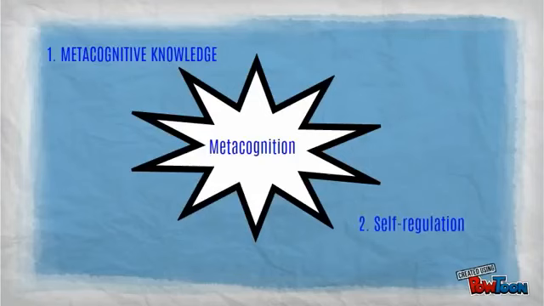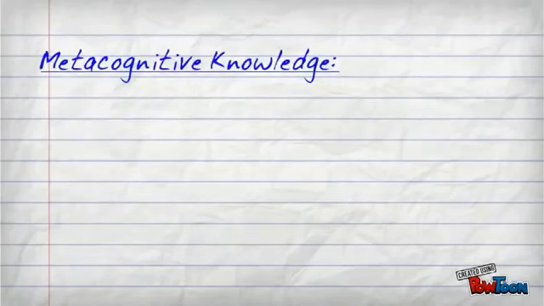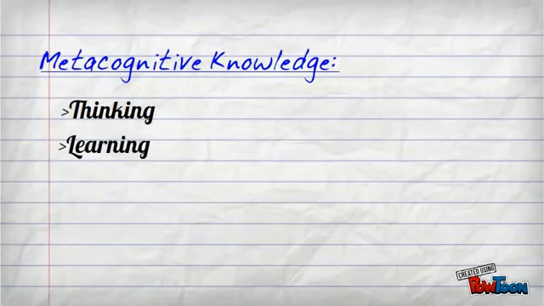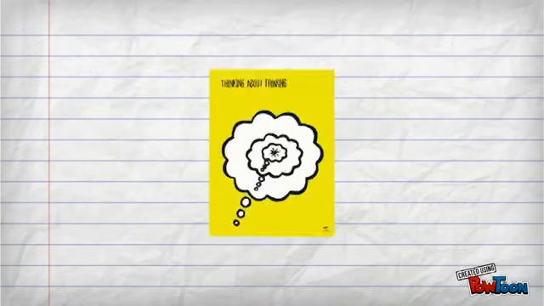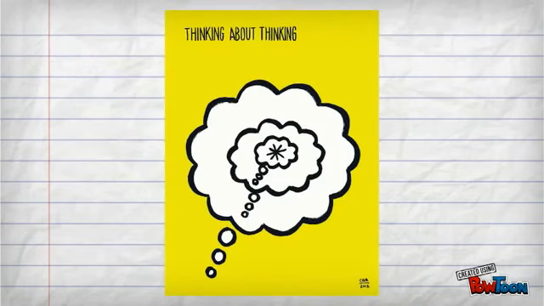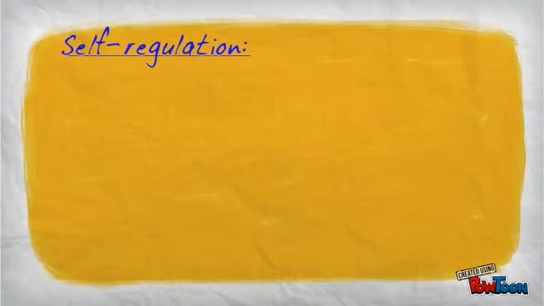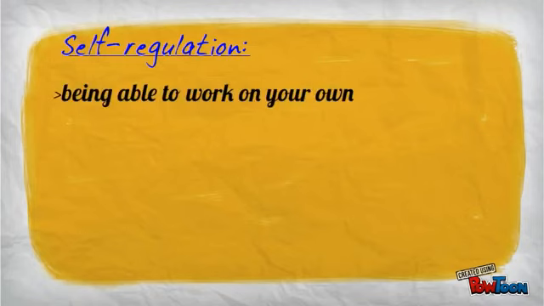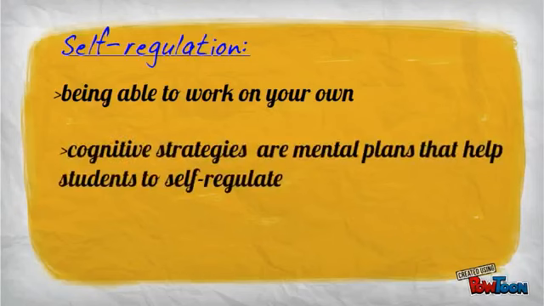Students, what words come to mind when you hear the term metacognitive knowledge? Thinking, sir. Learning, sir? What about reinforcing? Hold on guys. Metacognitive knowledge is thinking about thinking, a notion that disguises much more complicated concepts. Can anyone tell me what self-regulation means? Is it being able to work on your own? Fantastic. Cognitive strategies are mental plans that help the student to self-regulate.